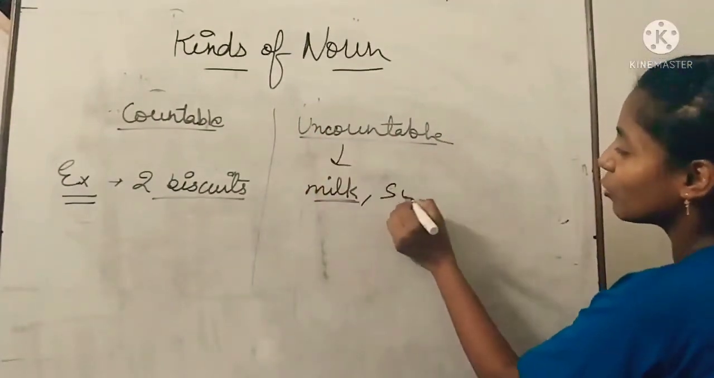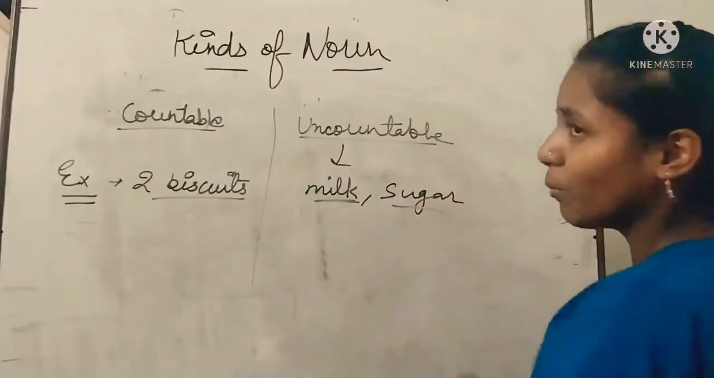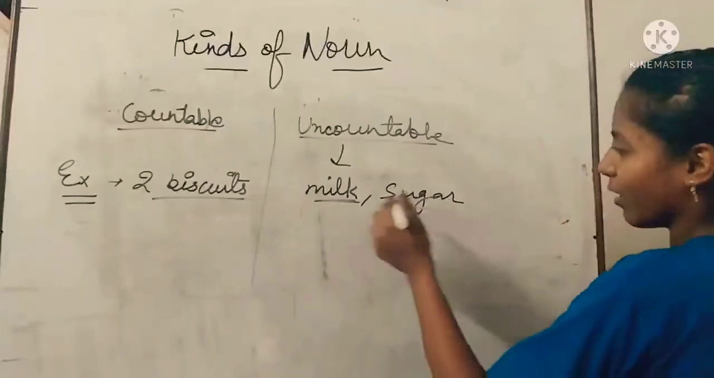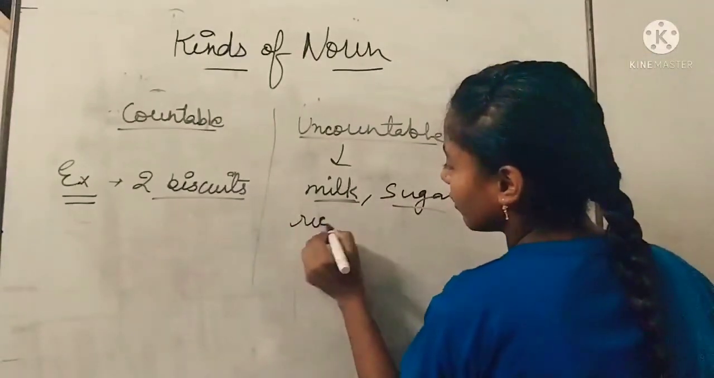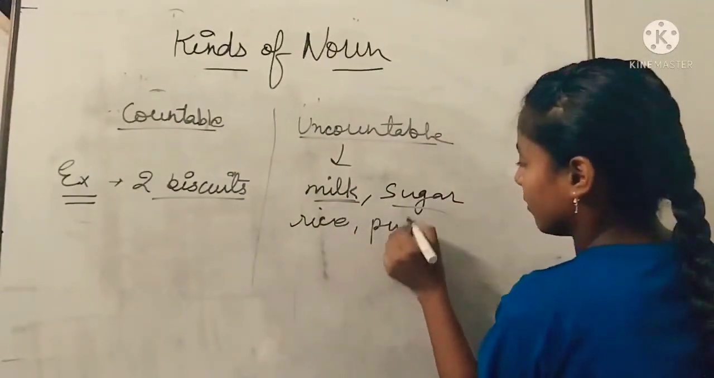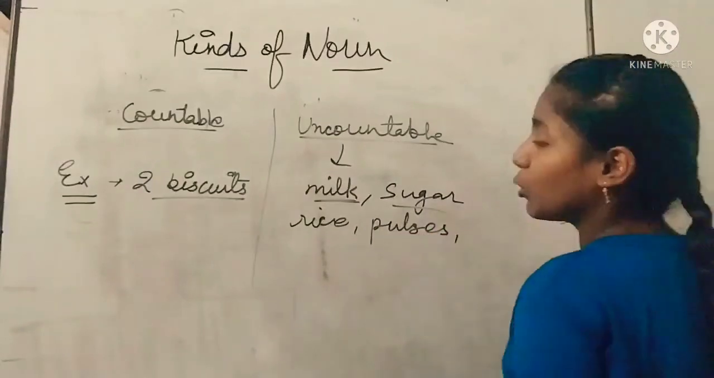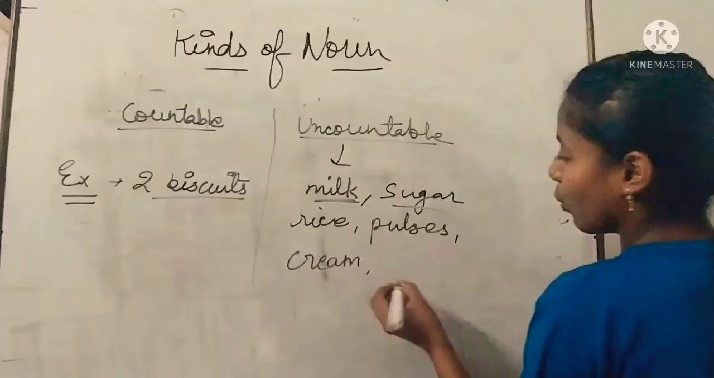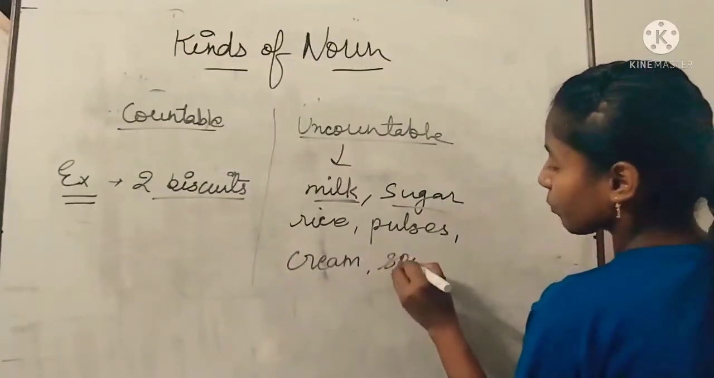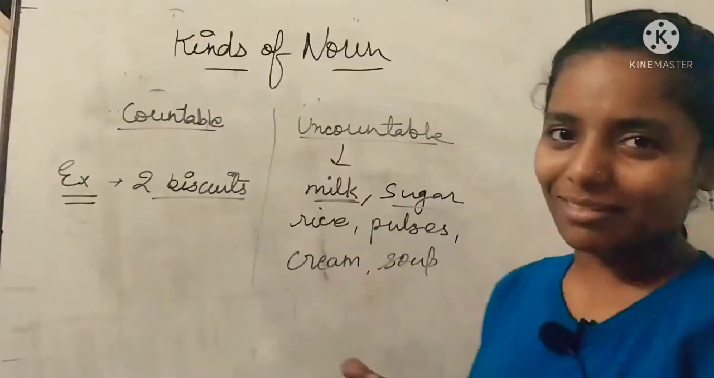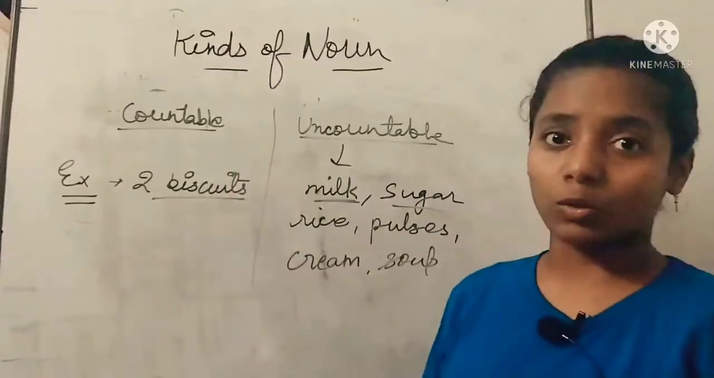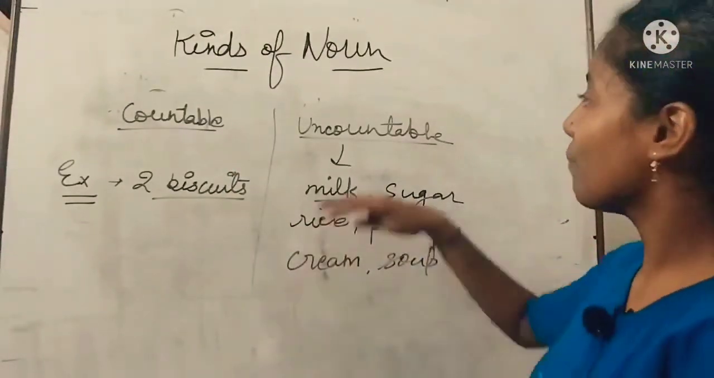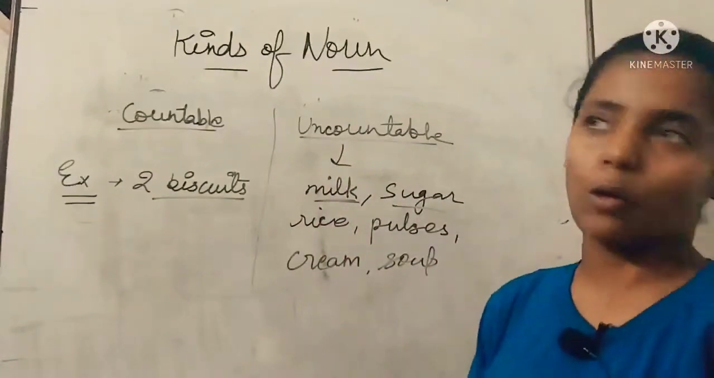Like we have sugar. Are you able to count one point of the sugar? Absolutely not. Then we have rice. We have pulses. What could be more? We have cream. We have soup. Anything that comprises liquid or a very huge quantity, like sugar, rice, pulses, simply comes in the category of uncountable noun.